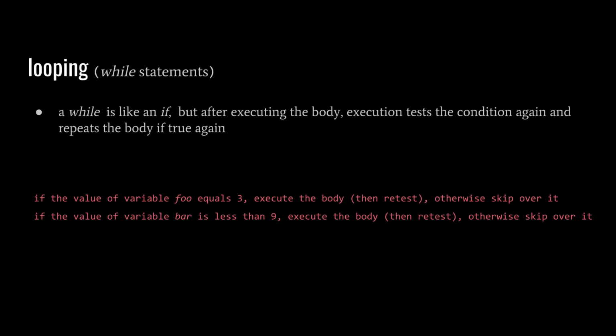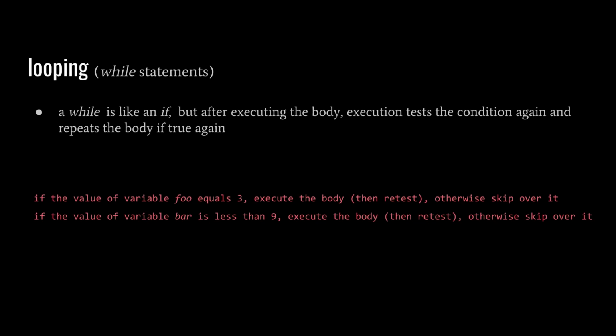And each time after executing the body in a while, execution jumps and tests the condition again. So as long as that condition keeps testing true every time execution jumps back to evaluate the condition, the body of the while will keep executing one more time. Only once the condition tests false does execution skip over the body of the while and continue on after.